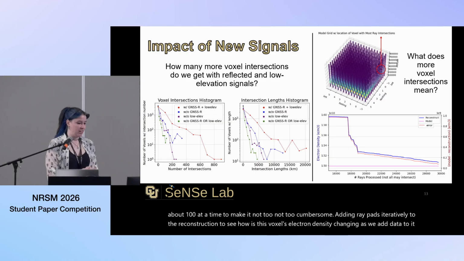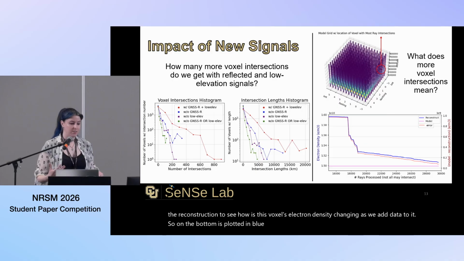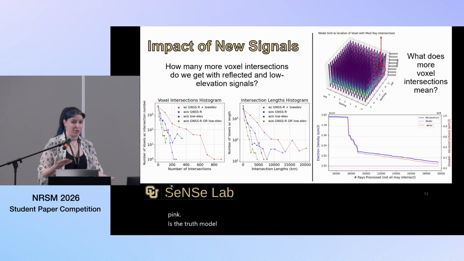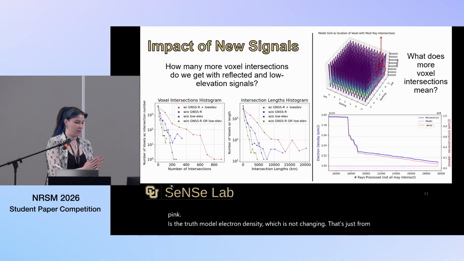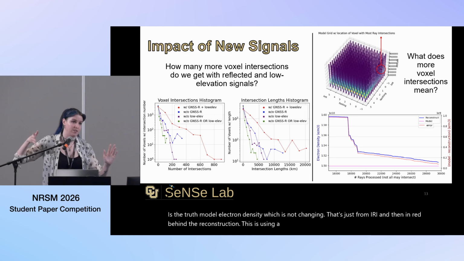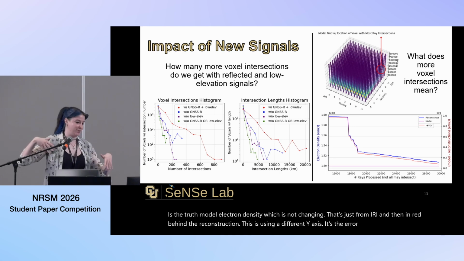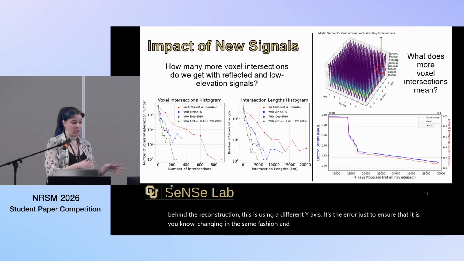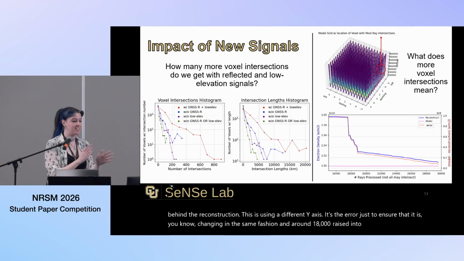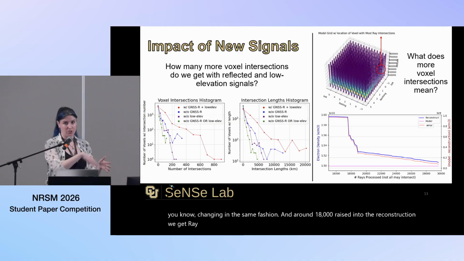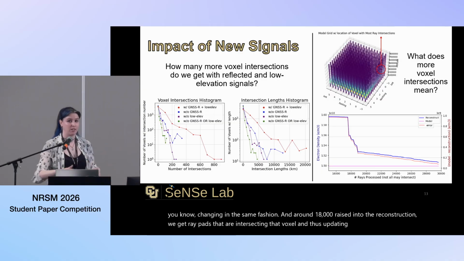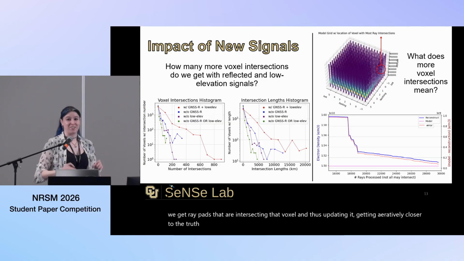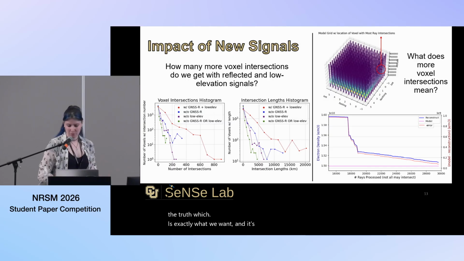On the bottom is plotted in blue the reconstructed electron density, and in pink the truth model electron density, which is not changing, that's just from IRI. And then in red behind the reconstruction, using a different y-axis, is the error, just to ensure that it is changing in the same fashion. Around 18,000 rays into the reconstruction, we get ray paths that are intersecting that voxel and thus updating it, getting iteratively closer to the truth, which is exactly what we want, and it's great to see.